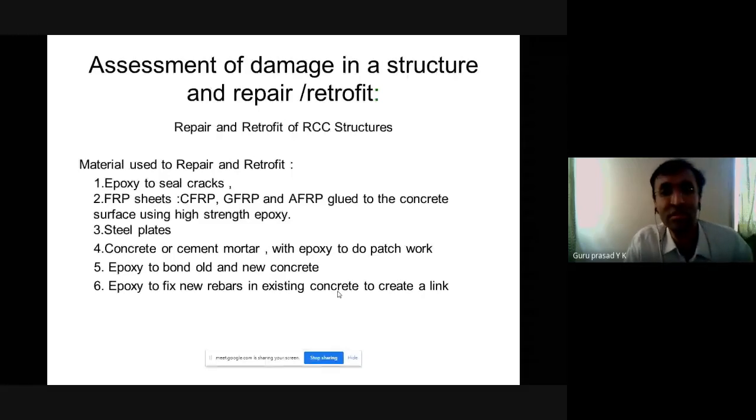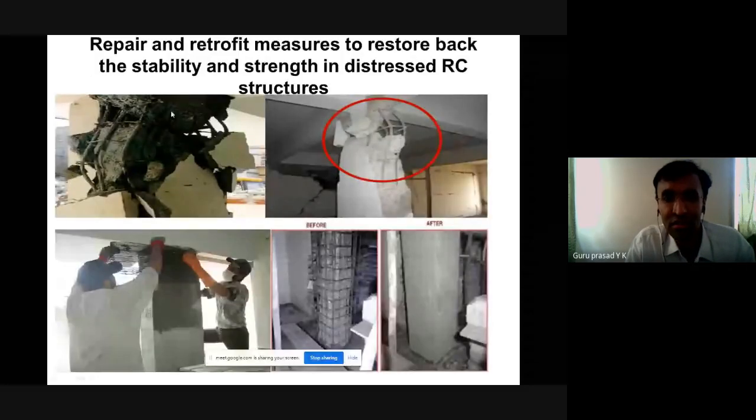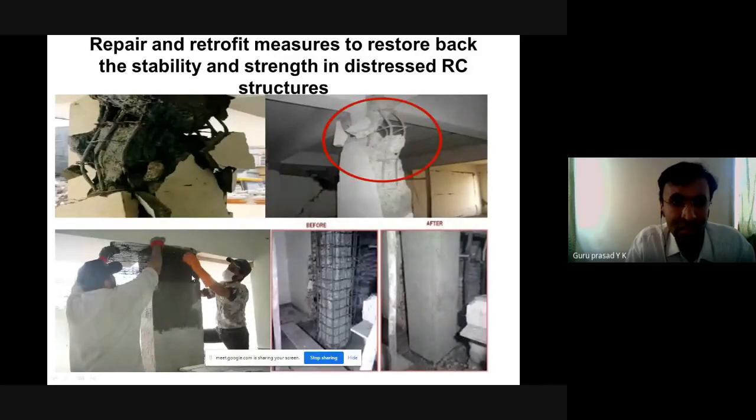So you see this particular column which has got damaged. This is the carbon fiber reinforced. What is done? First, a proper concreting is done and it is plastered, and CFRP is wrapped around it like a bandage. This is the case of reinforced concrete jacketing.